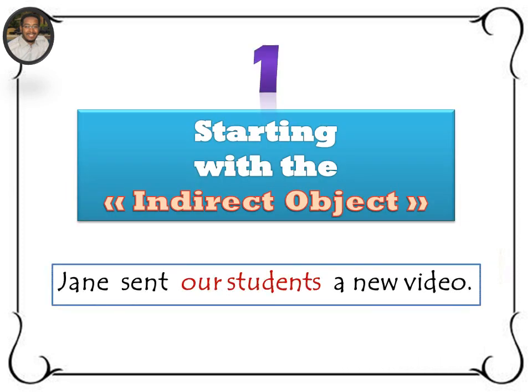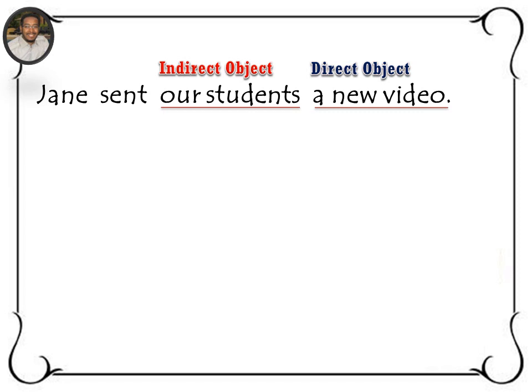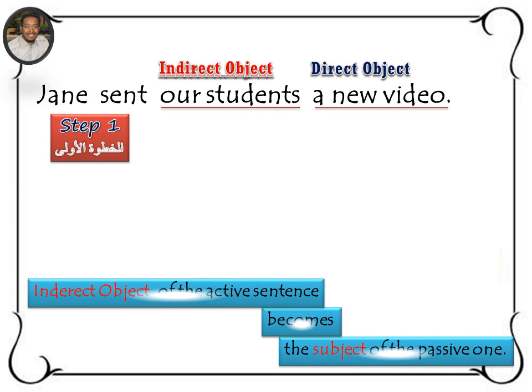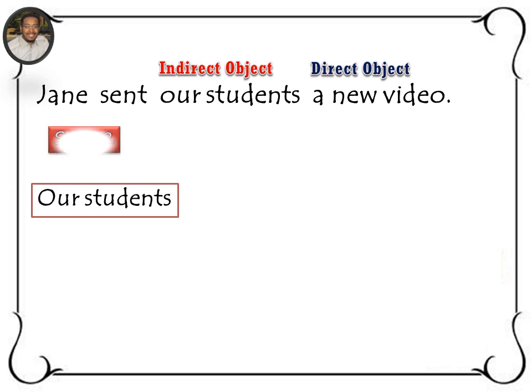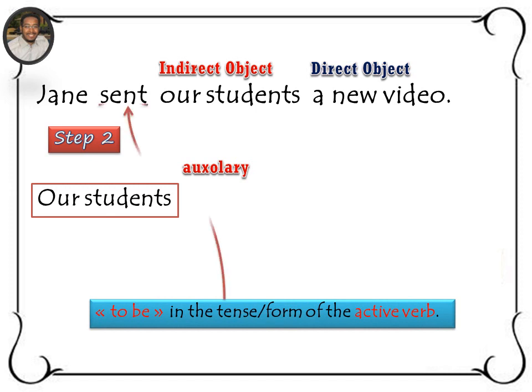First, let's start with the indirect object. So starting with the indirect object, step 1: the indirect object of the active sentence becomes the subject of the passive one. In step 2, we need an auxiliary, which is to be in the tense of the active verb, and the active verb here is sent, and it is in the past. So to be is were. Our students were.